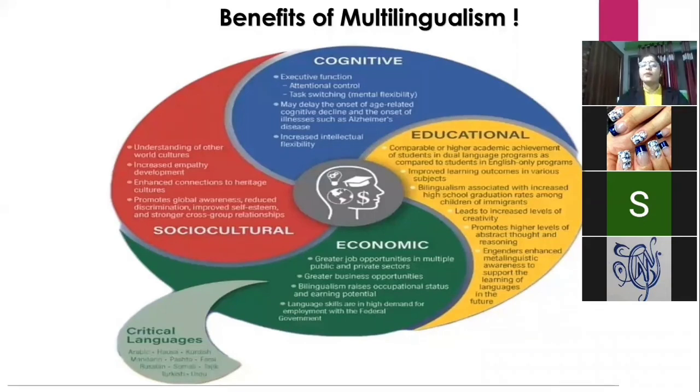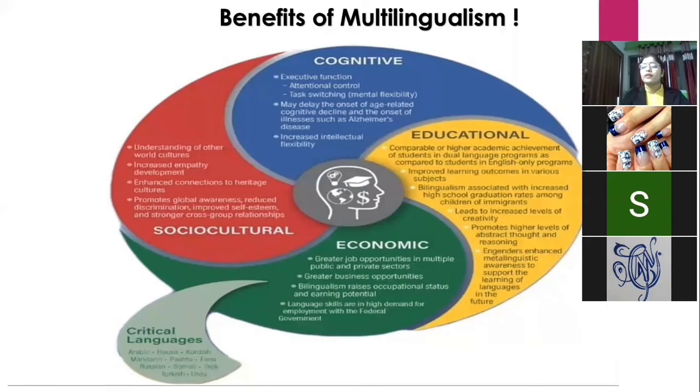The first benefit is cognitive. We are able to delay the onset of various cognitive diseases like Alzheimer's. We have the power of flexibility. We increase concentration power. The second one is the educational benefit. Children who are bilingual or multilingual are much more successful. They are getting promotions, and they are actually smarter when compared to monolinguals.